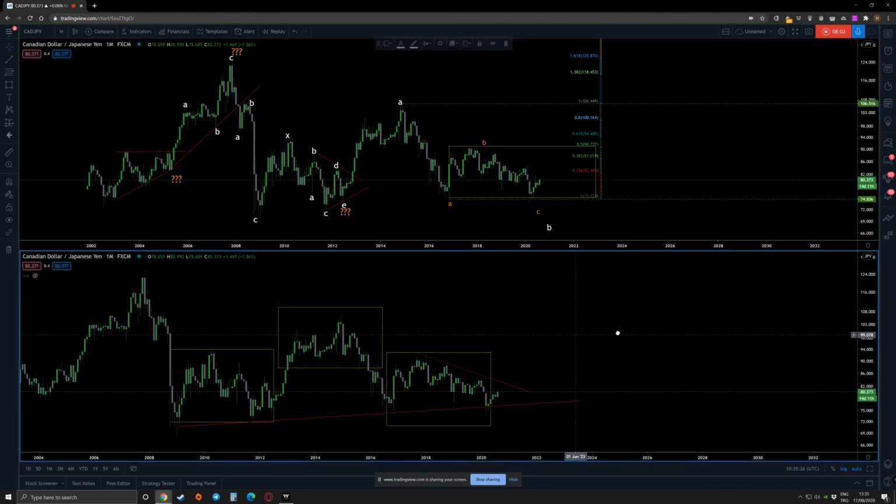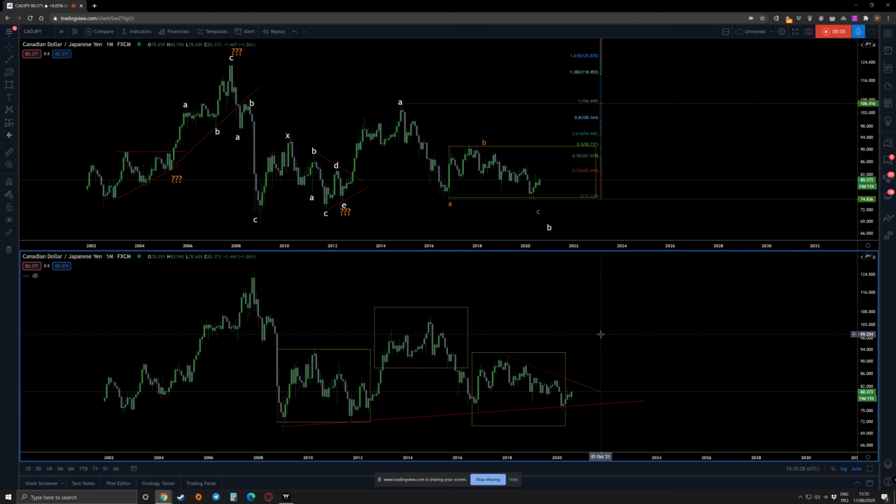So this is what you should think. On the other hand, unless this move is broken and probably retested, the move is still bearish. This pattern will still be bearish.